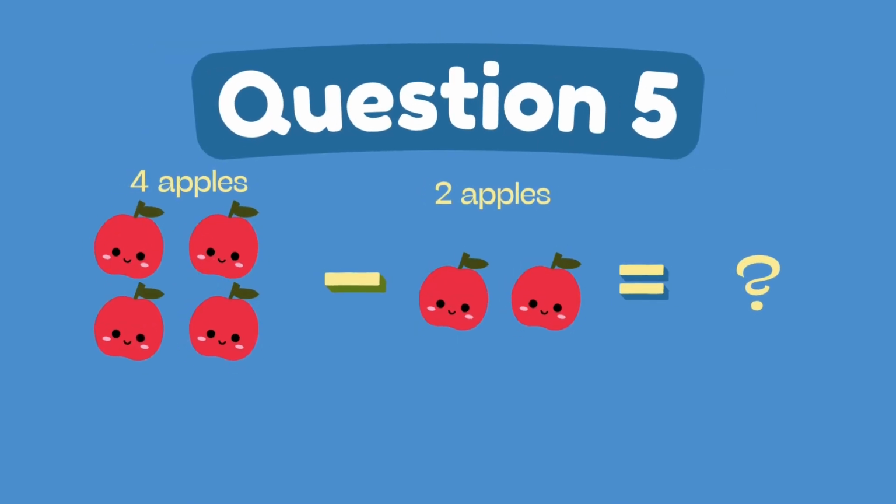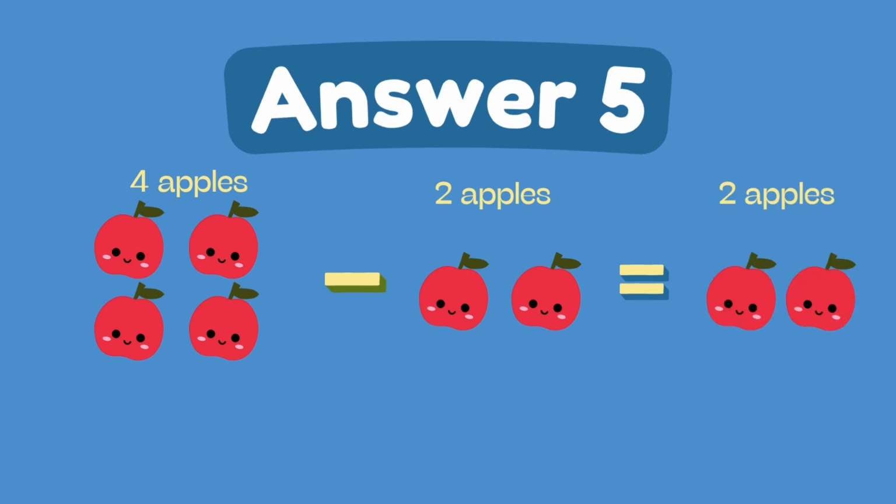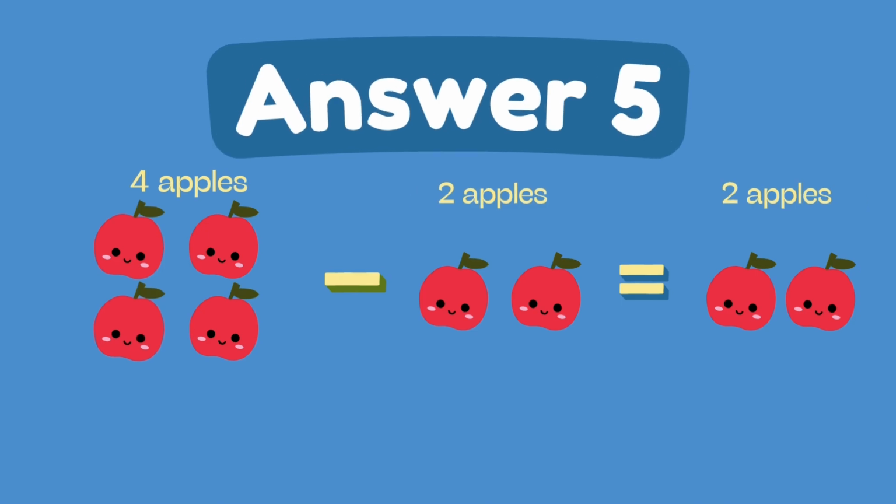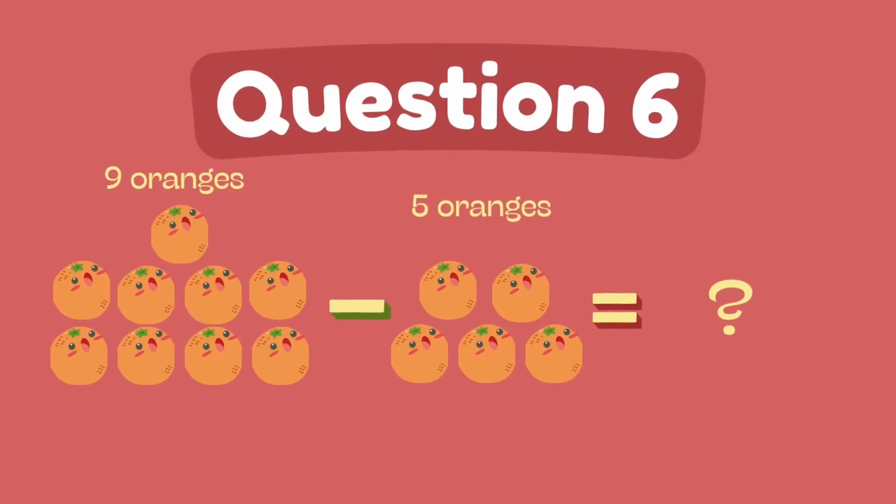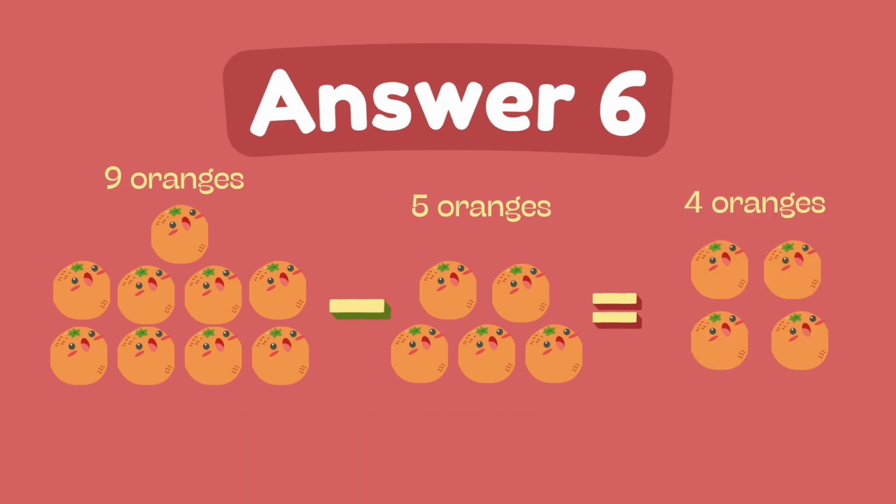What is 4 minus 2? The answer is 2. What is 9 minus 5? The answer is 4.